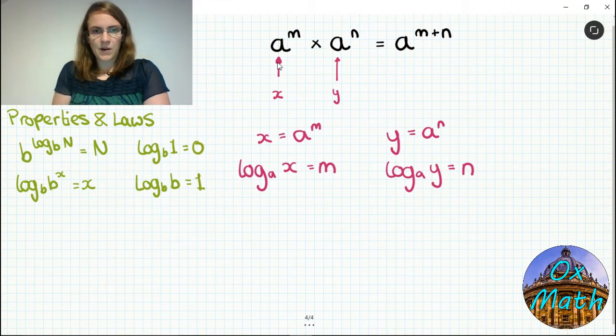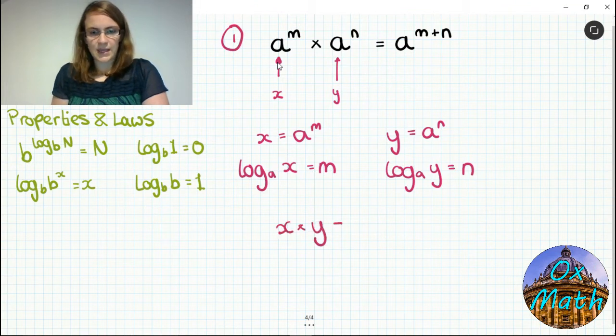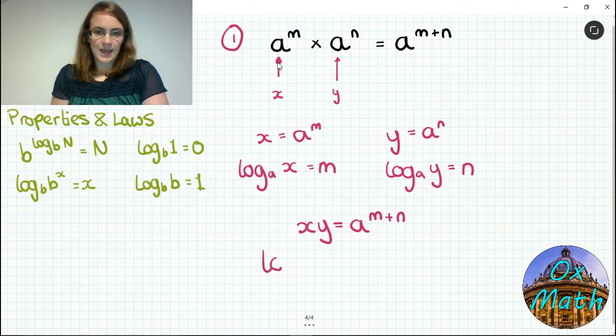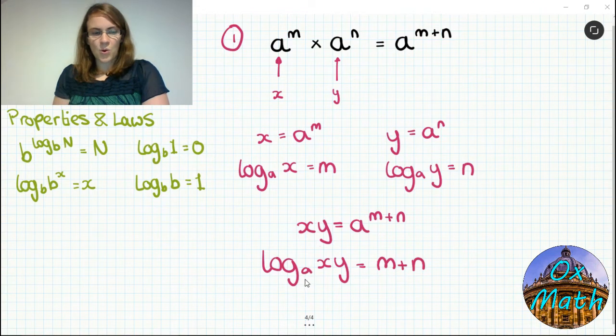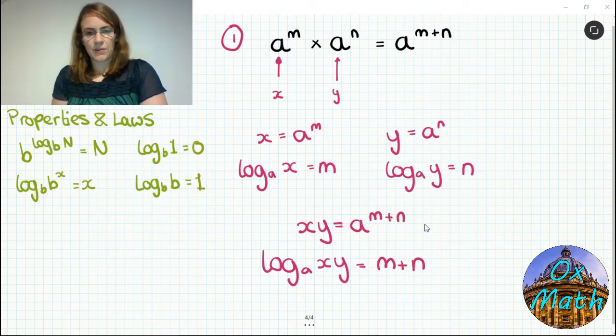So back from our original equation from our laws of indices, we can rewrite that as x times y is equal to a to the power of m plus n. X times y, remember in algebra we don't normally bother with the times sign, so we can just write that as xy. Again, using our definition of logarithms, we can say log base a of xy is equal to m plus n. What power goes with a to get x times y? Well, from our definition up here, that is m plus n.